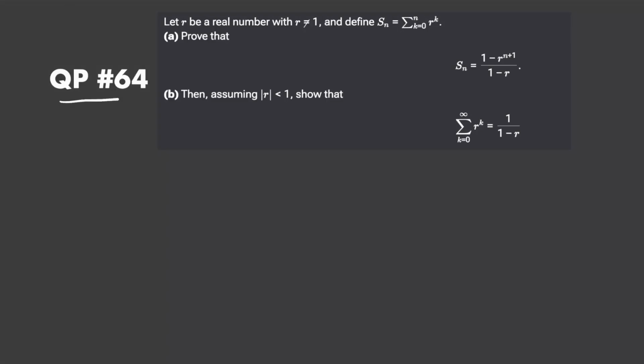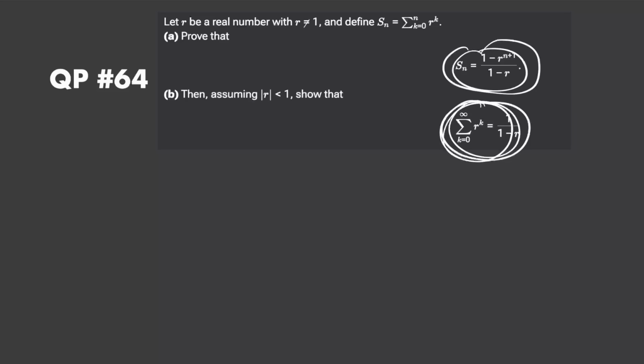Hello everyone, today let's take a look at QP64 where we're proving the geometric series, and it'll be very useful in the future with Markov chains and infinite recursive type of things. So we let r be a real number with r not equal to 1, and we define this sum right here, and we need to show these two things. And once we show this one, the other should be very trivial.